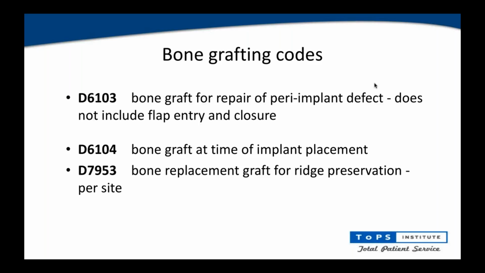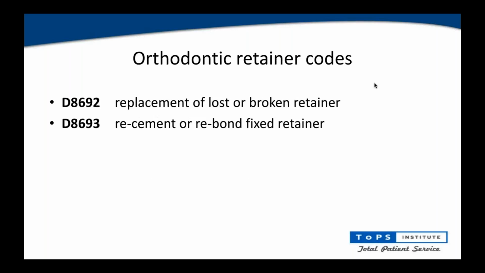And then the 7953 bone replacement graft for ridge preservation. So you've taken the tooth out, you're not placing the implant that day, but you have intention of placing it in the future, then we would want to use the 7953. So we have the 6103, the 6104, and the 7953 are all great bone grafting codes for us to be able to use. And we can move forward.